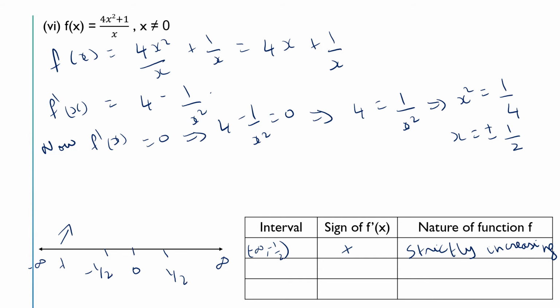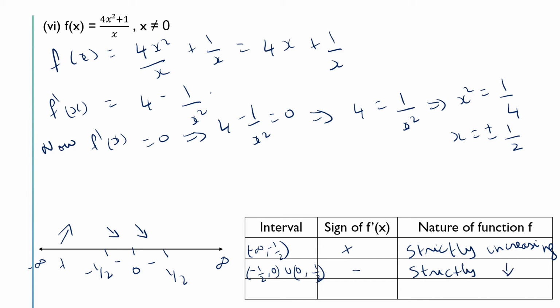So in the interval minus half to 0 and in the interval 0 to half, the sign of f dash of x is negative. So it means function f is decreasing. So we have minus half to 0 union 0 to half. Here the sign of f dash of x is negative, so the nature of function f is strictly decreasing.